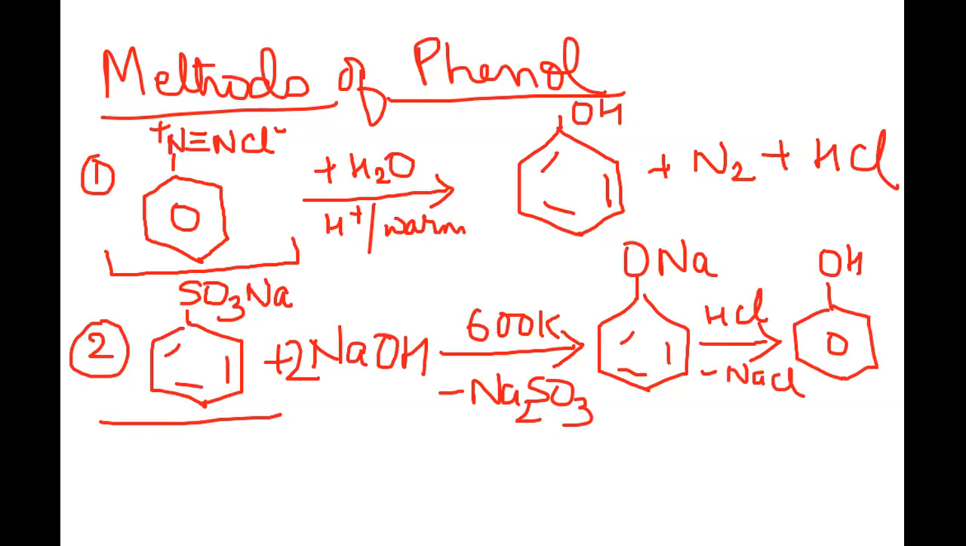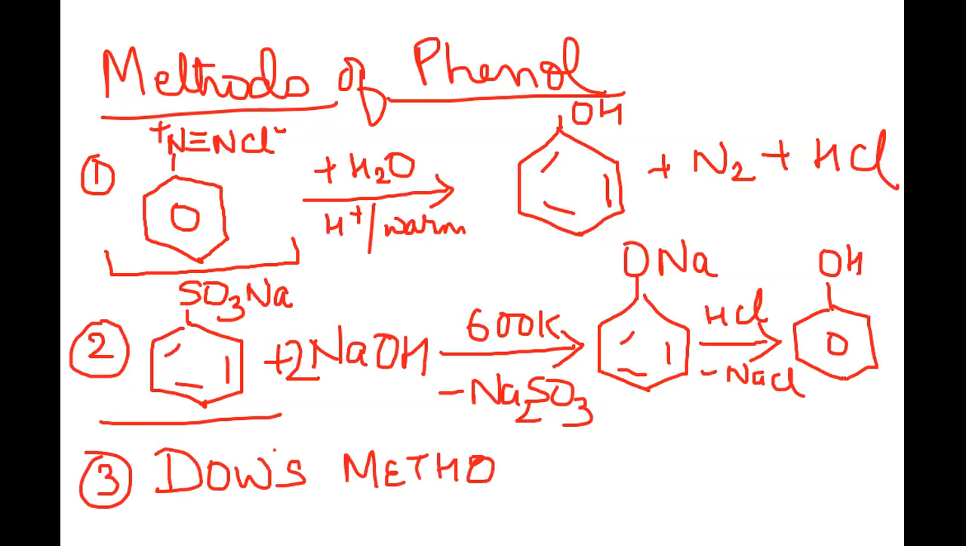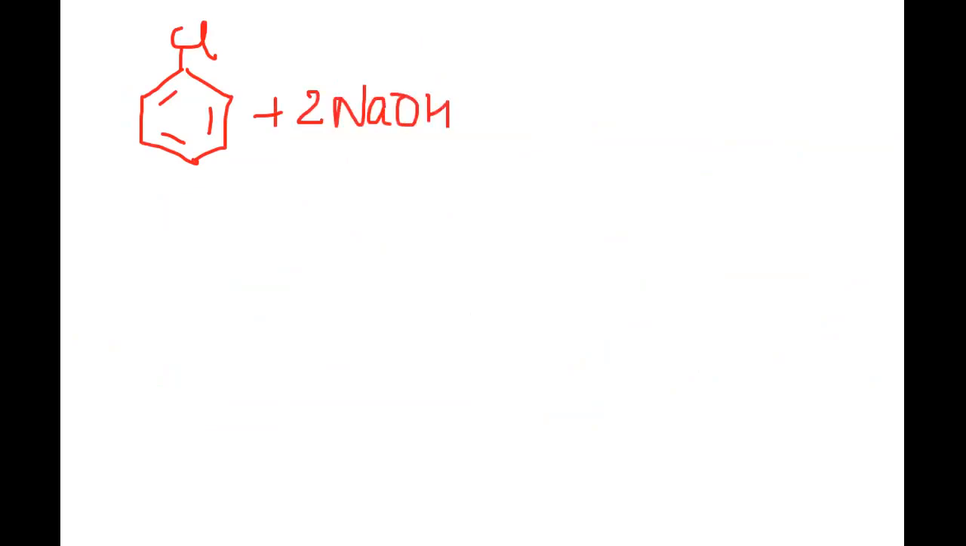The third method, which is again a very important method, is the Dow's method for preparing phenol. I'll go to the next page to explain this. Now, in the Dow's method, the reagent used is chlorobenzene. This is again treated with a base, that is 2NaOH. We actually want to introduce an OH group, so you see the base has to be used here.